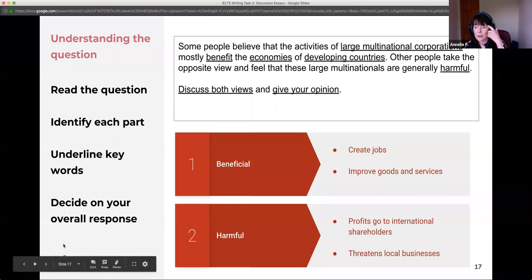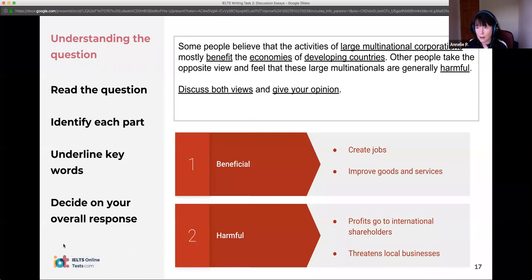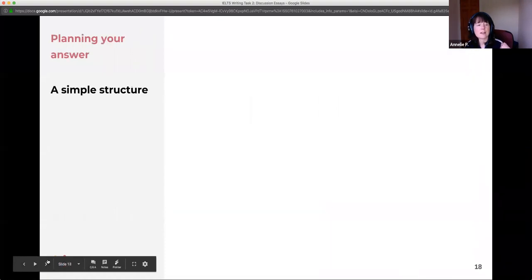Okay. So, very important, you don't have to give all of the arguments on both sides, okay? You should choose two on each side and then give some supporting evidence for those two arguments. If you do more than two, you're going to end up just listing information and they don't like that. So two main ideas on each side with their supporting evidence. So let's have a look at the structure.